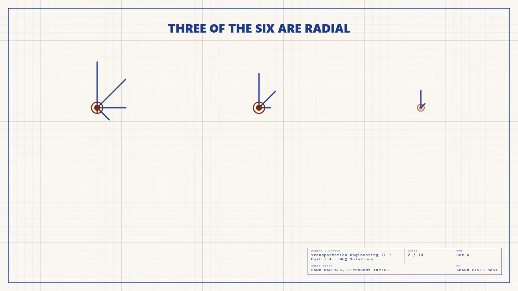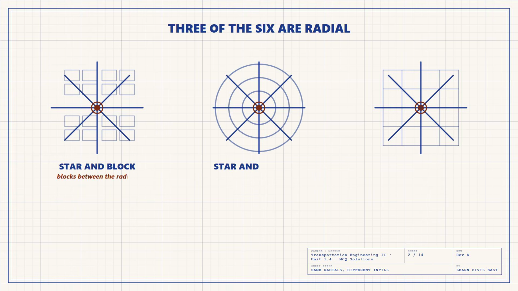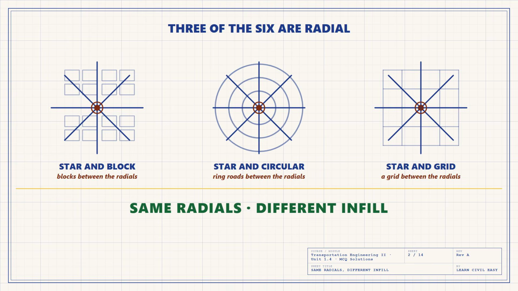Before question 1, hold on to one sentence because it answers 5 questions in this paper on its own. 3 of the 6 patterns are radial. Look at them together. The radial roads are identical in all 3. What differs is only what fills the space between those roads: blocks in the star and block pattern, ring roads in the star and circular, and a grid in the star and grid. 6 patterns become 3 things to remember. Keep that in mind and section C will feel easy.